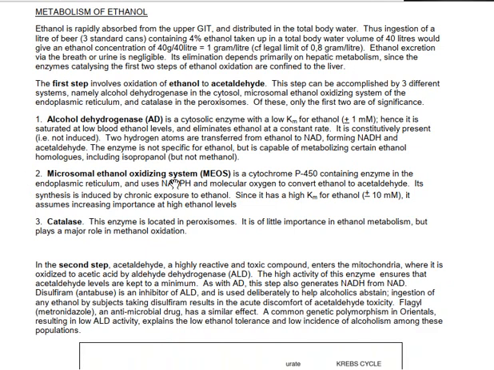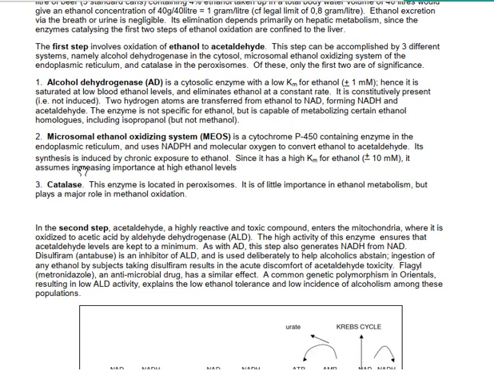The second system is the microsomal ethanol oxidizing system, a cytochrome P450 containing enzyme, which is also used in the conversion of ethanol to acetaldehyde. The next is catalase, which is found in the peroxisome, having the same action.